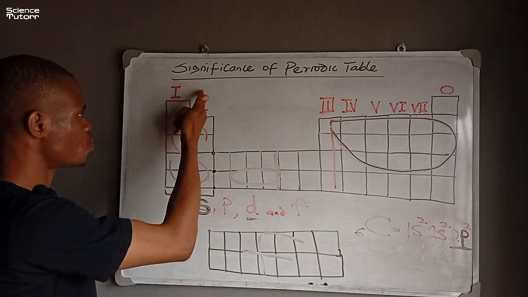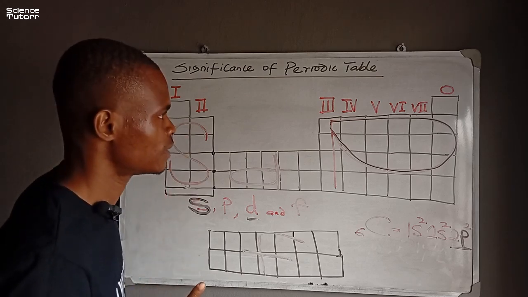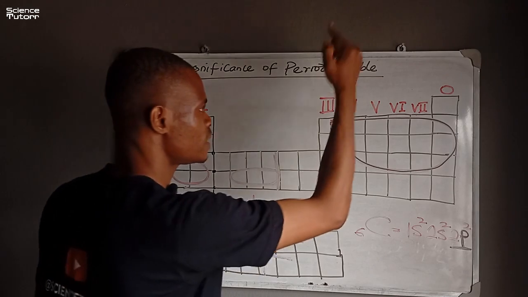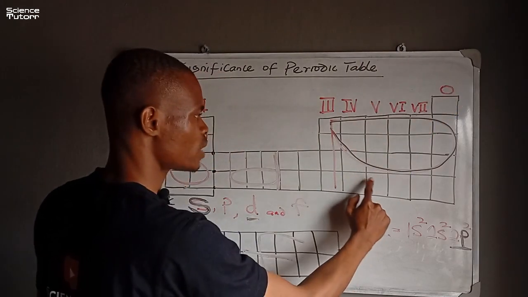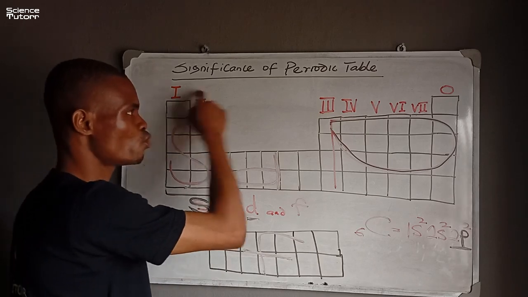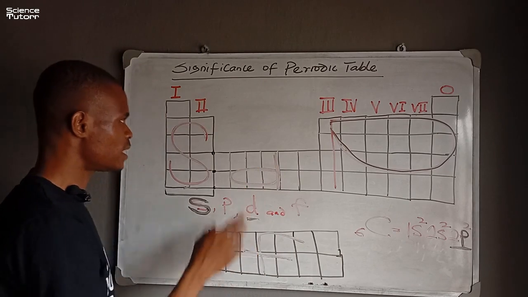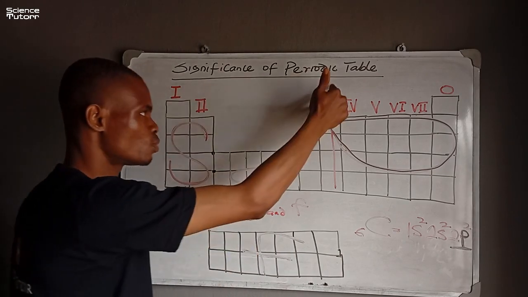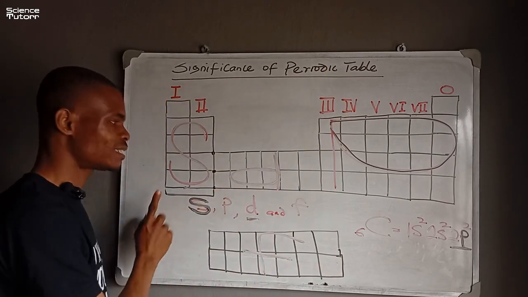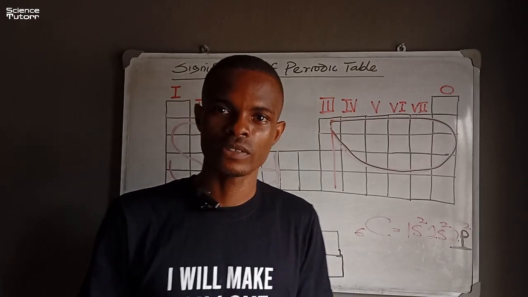So group 1 and 2 are called the S block elements. Group 3 to 7 and 0 are known as the P block elements. In between group 2 and group 3, we have the D block elements. And then in between group 2 and group 3, along period 6 and 7 in the modern periodic table, we have the F block elements.